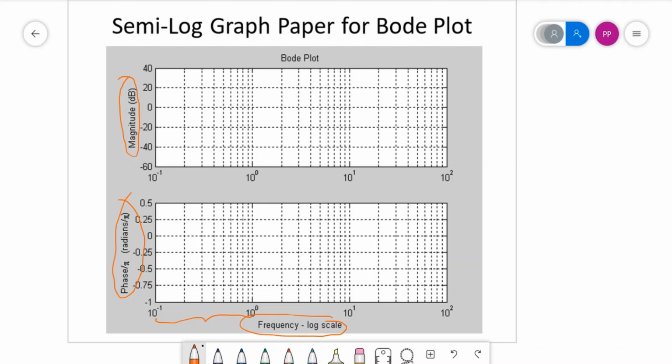logarithmic scale. So 1 into 10 power minus 1, 2, 3, 4, 5, 6, 7, 8, 9, then 1 into 10 power 0. So again we can get 1 radians per second. The unit should be given as radians per second. 1, 2, 3, 4, 5, 6, up to 9, 10. So it will become 10, then 20, then 30, up to 100. So you can make this range bigger, even bigger than this.